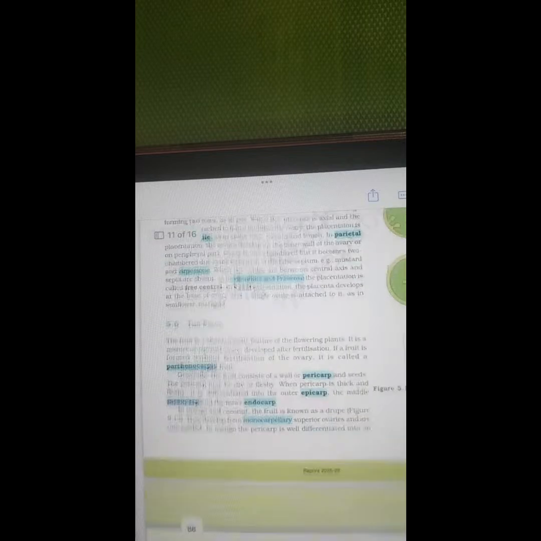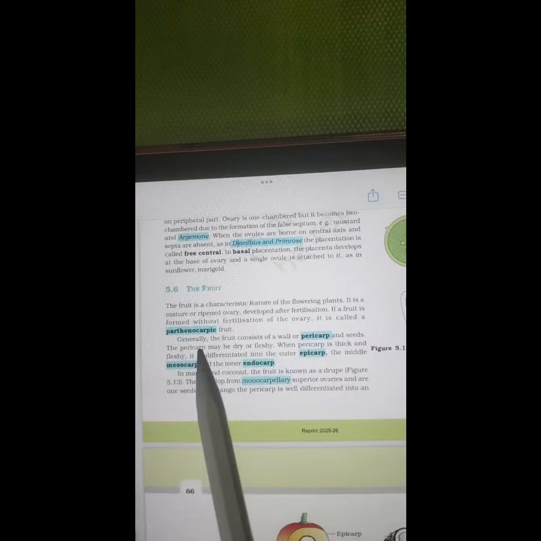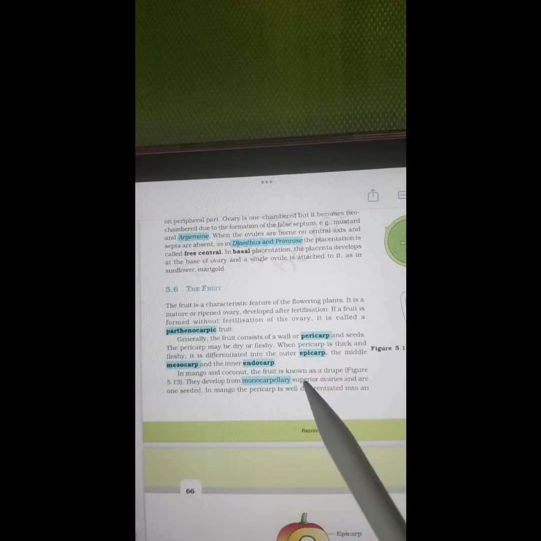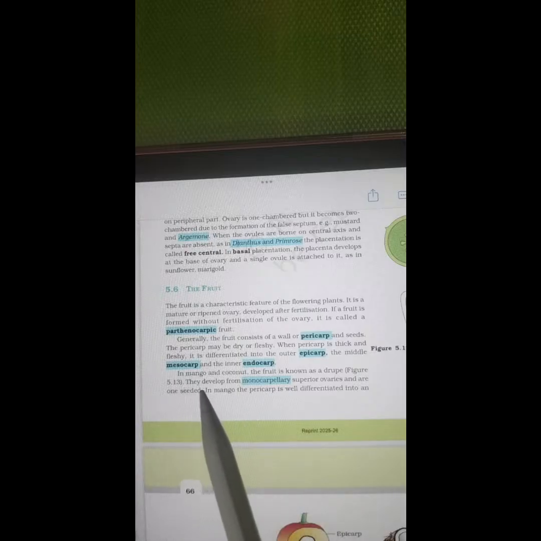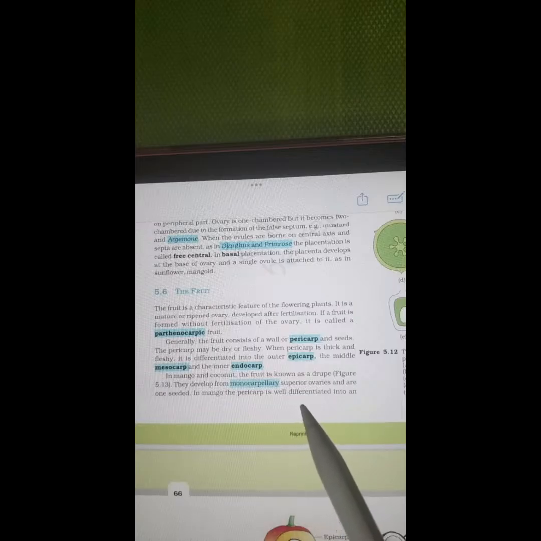In case the fruits are formed without the act of fertilization, such a type of fruit is known as parthenocarpic fruit. And the examples of parthenocarpic fruits are grapes and also strawberries are its example. The fruit wall is known as pericarp. If the pericarp is differentiated into three layers, the outer one is known as epicarp, then the middle one mesocarp, and then the inner one endocarp. In case only one carpel is there, the condition will be known as monocarpellary. And if the ovary is located at the top and other whorls are at base, the condition will become superior.